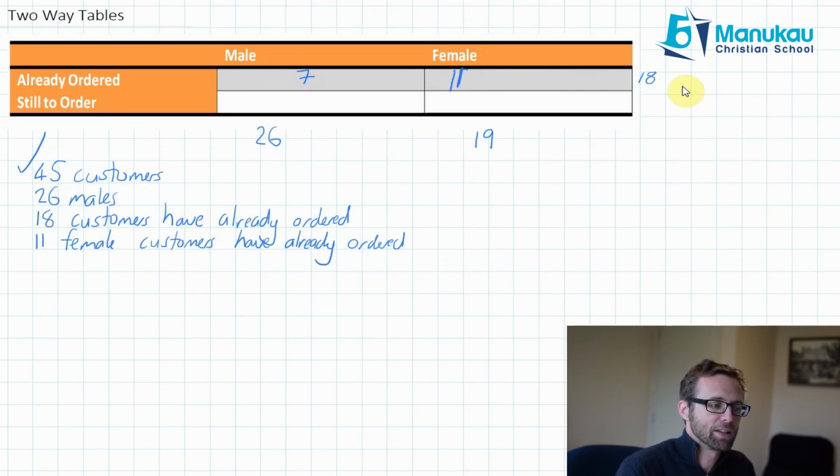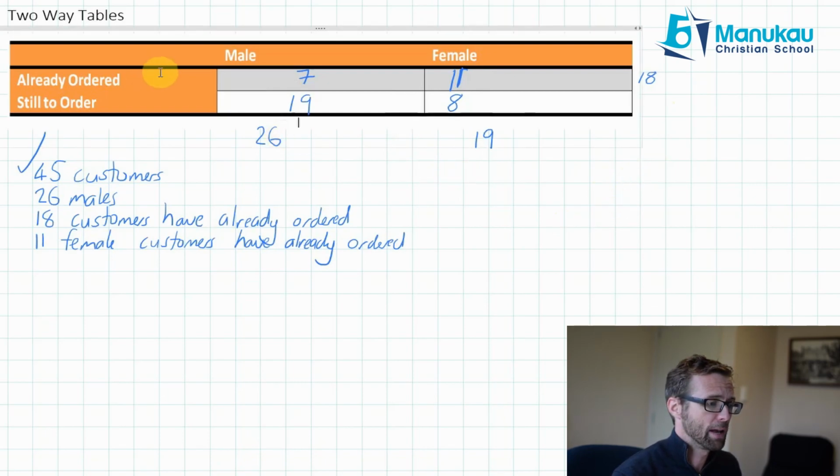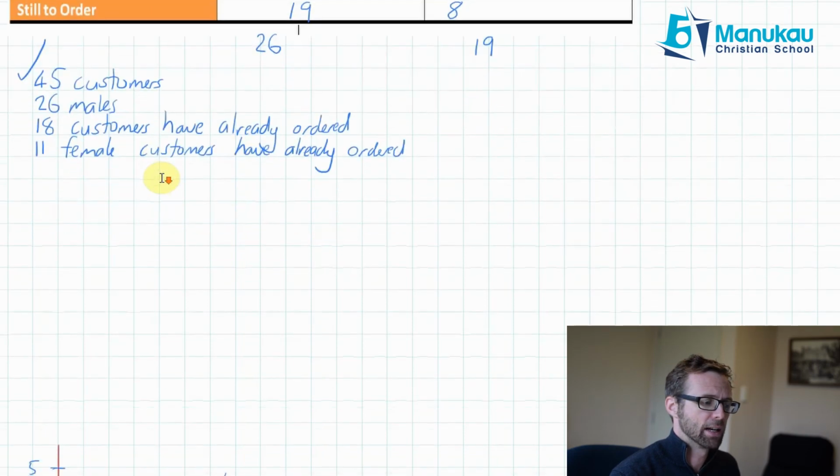We know that 11 plus 8 will give us the total number of females, which is 19. And 7 plus 19 must give us the total number of males. 19 plus 7 is 26. Okay, so that is an example of how to problem solve using a two-way table. That's one of the questions in your exercise for today. I think this is fairly easy. I think you'll have no trouble with this at all. I will now move on and we'll just have a look at a bar chart question.